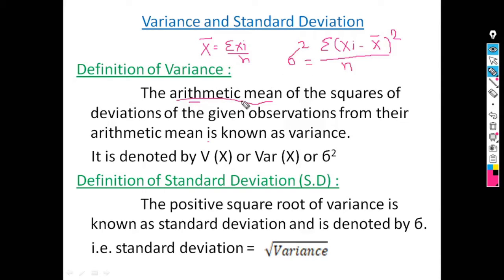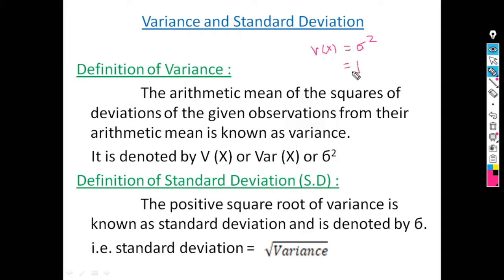So the variance is the arithmetic mean of the square of deviation of the given observations from their arithmetic mean. It is denoted by V of x or var of x or sigma square, and the definition of standard deviation is the positive square root of variance. Variance is sigma square, then its positive square root means square root of sigma square, that is equal to sigma. So the positive square root of variance is known as standard deviation and it is denoted by sigma, meaning standard deviation is just the square root of variance.